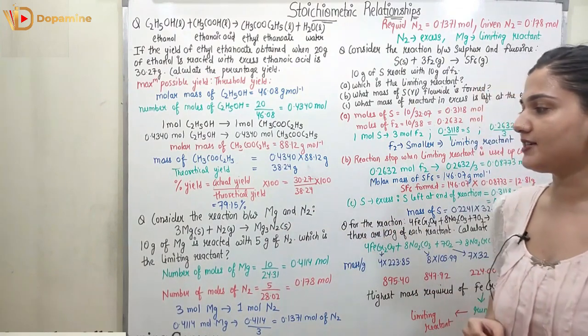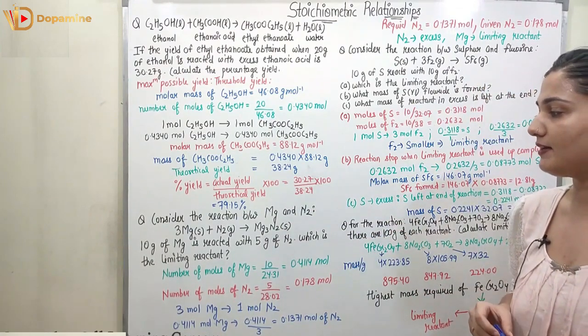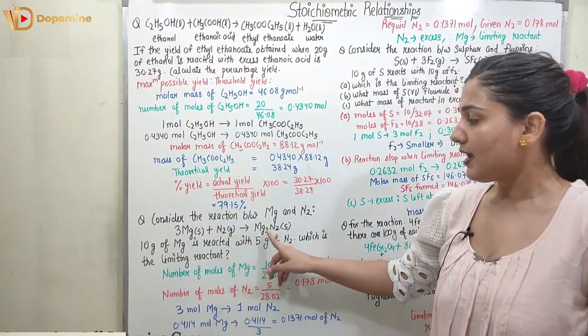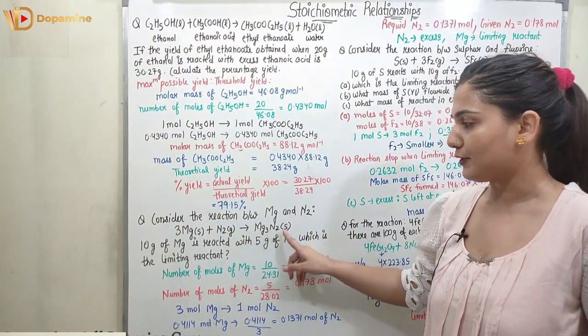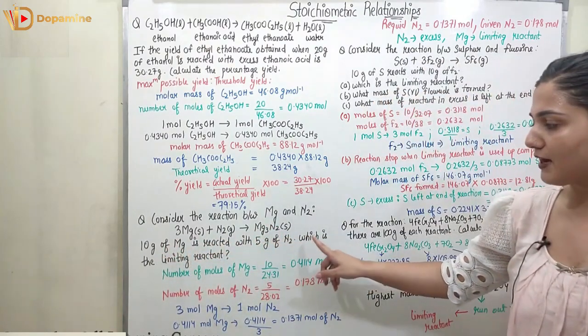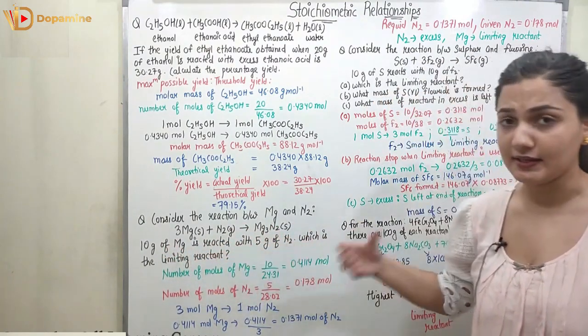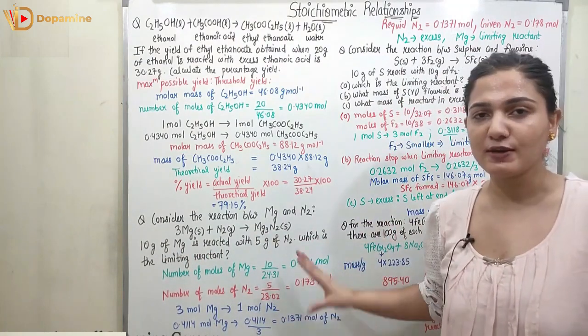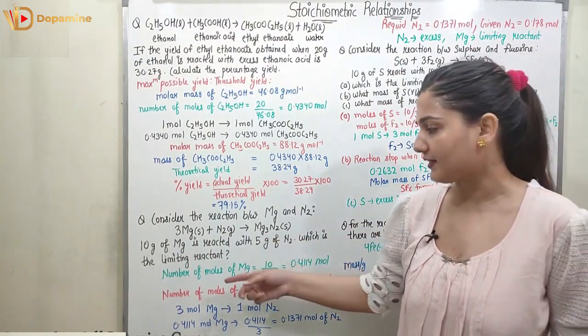Coming to the next question, it states: consider the reaction between magnesium and nitrogen. So 3Mg is going to react with nitrogen to form Mg3N2, which is in the solid state. 10 gram of Mg is reacted with 5 gram of nitrogen, which is the limiting reactant? Now we have to know what the limiting reactant is. So with the help of this question, we are going to understand limiting reactants as well.